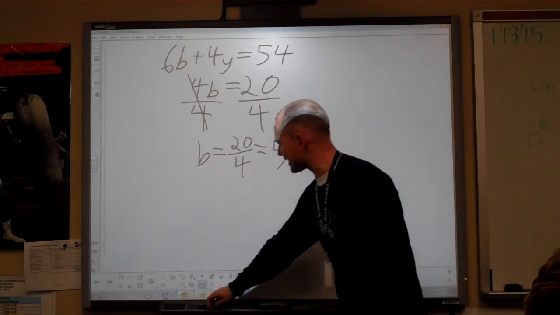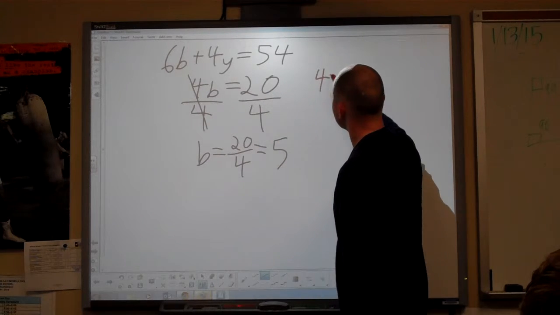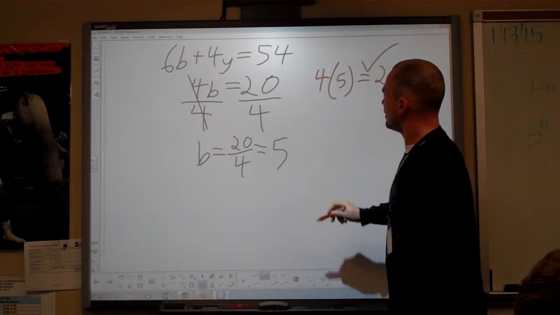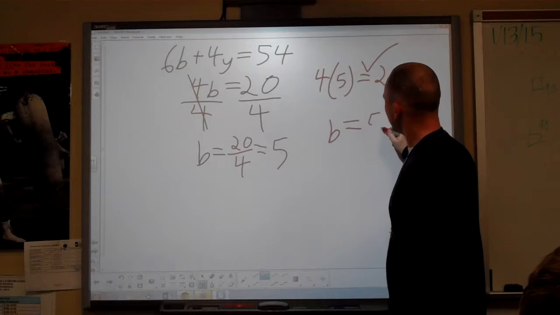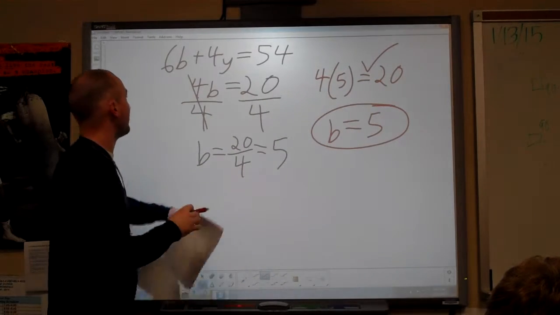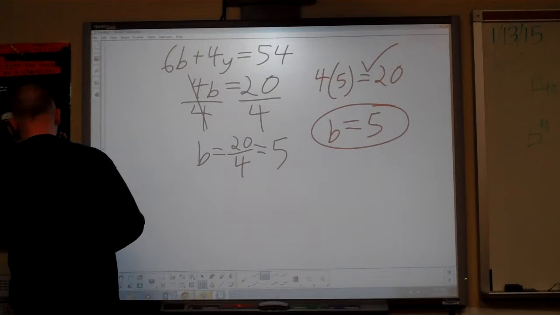Okay? And I can go back and check it, make sure it works. 4 times 5 equals 20. Yes, it does. So I've got half my answer: b equals 5. Now, I'm going to substitute on my top equation.